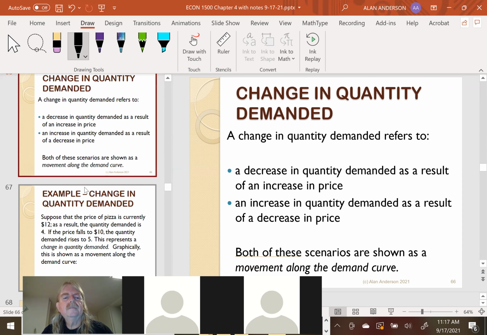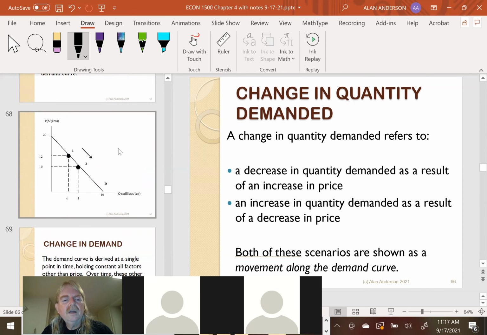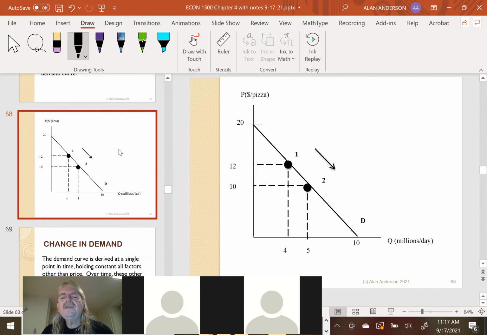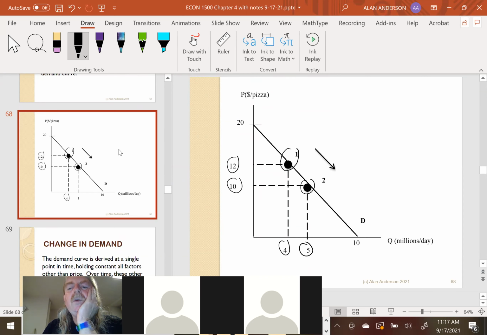Imagine here's the demand curve for a product. This is the pizza. We're just looking at the demand curve. Suppose the pizzeria, like I said before, has too much pizza being made, and they're only selling 4 million pizzas. Then they come to their senses and they lower the price to 10. As a result, the quantity demanded goes up to 5.